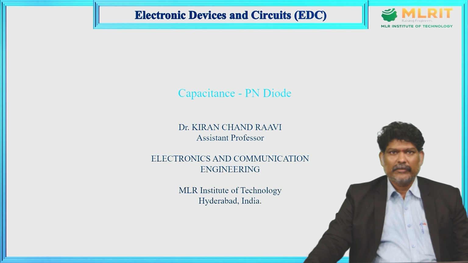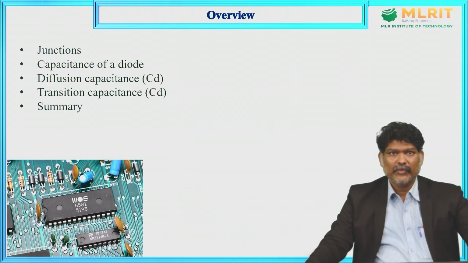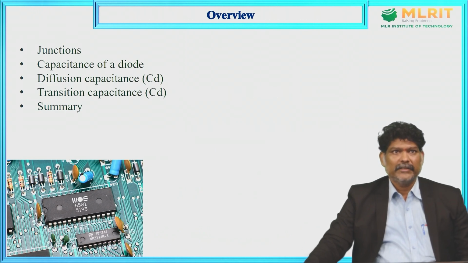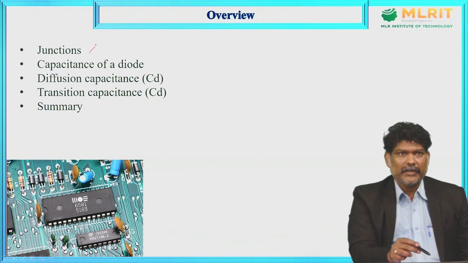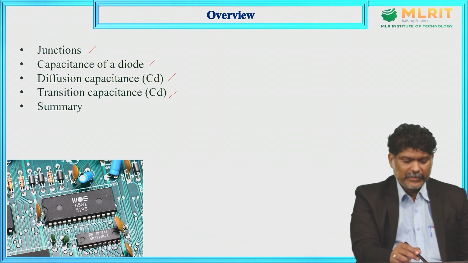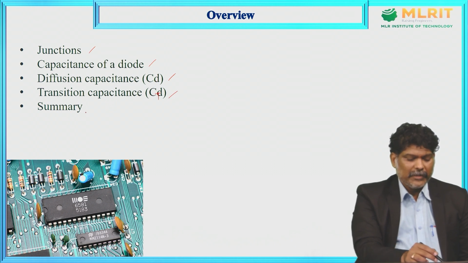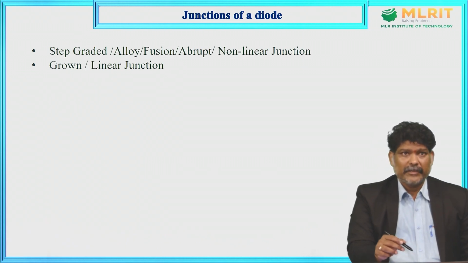So today we are going to discuss the capacitance of a diode. A PN diode can be considered as a capacitance. Let us see the overview of today's session. First of all, we will discuss the junctions of a PN junction diode and the capacitance of a diode, diffusion capacitance and transition capacitance, which is CT, and conclude with a summary. So let us first discuss the junctions of a diode.